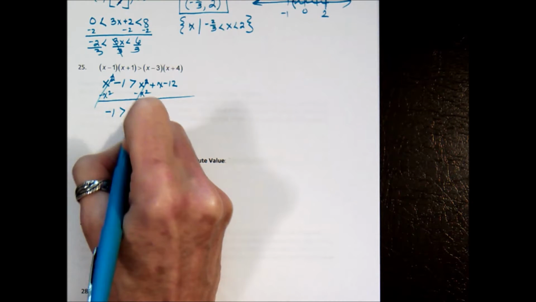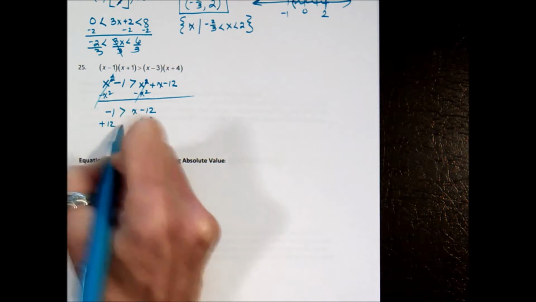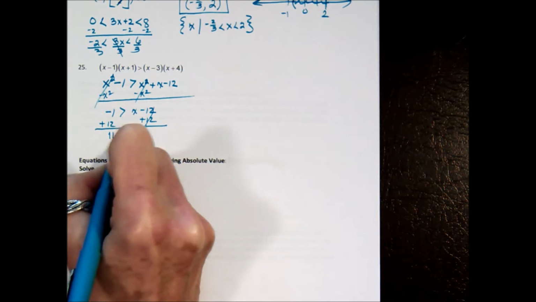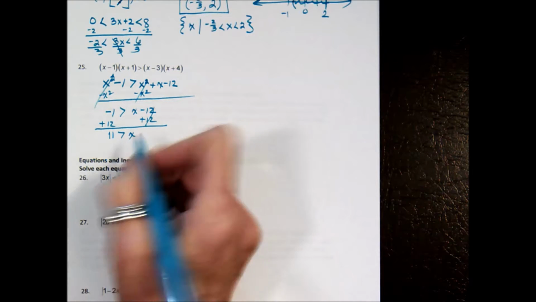minus 12. So my x is on the right. We're going to get numbers on the left. So 11 is greater than x, and we talked about how that isn't a usable form, so we're going to turn it around. X is less than 11.